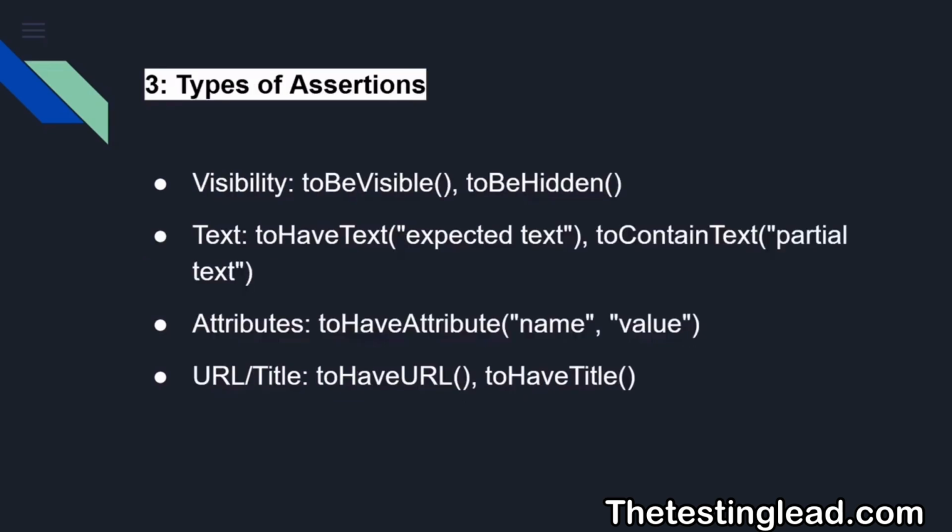Now let's discuss some types of assertions. First, for visibility, we have toBeVisible or toBeHidden. Next, text: toHaveText, toContainText. Let's say you want to see if the website has "Login successful" or contains "login" as part of its text. Next, attributes. You can check to see if certain attributes are present on the page. And last but not least, URL and title. toHaveURL or toHaveTitle is to check the URL or title of that web page.